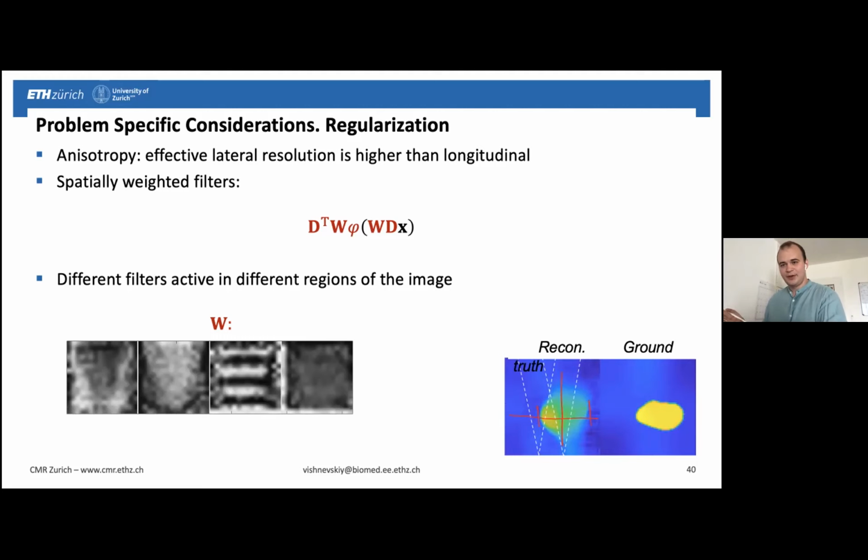So the idea here would be also to add to each filter its weighting profile, the spatial weighting profile. That would mean that some filters are active only on the edges of the image, as you can see here, because we barely have any rays around here. And some of the filters are active only in the center. And so this W is the diagonal of this matrix, and this is just a spatial weighting.